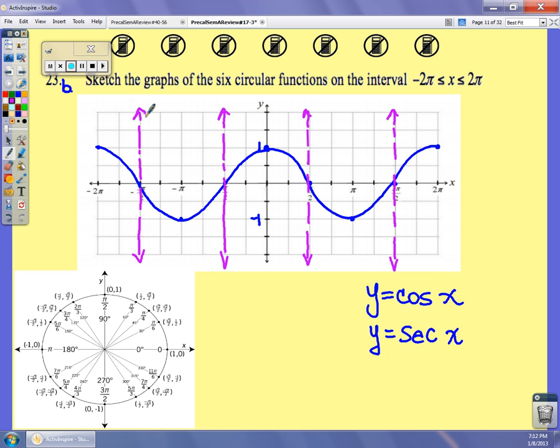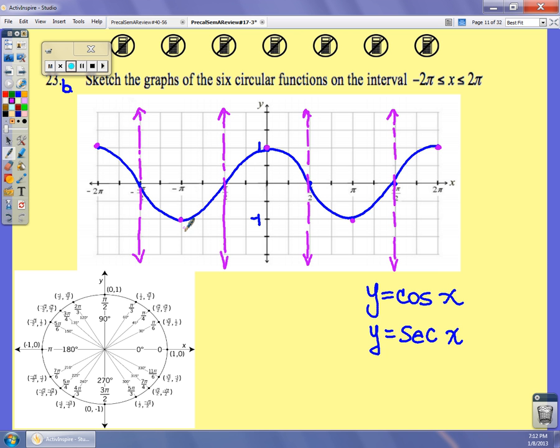Now, between these, when you take the reciprocal of cosine when it's equal to 1, you will also get 1. So that's right here and right here and right here at those local maximums. At the bottom, when cosine is equal to negative 1, the reciprocal is also negative 1. So we get points here at the local minima.